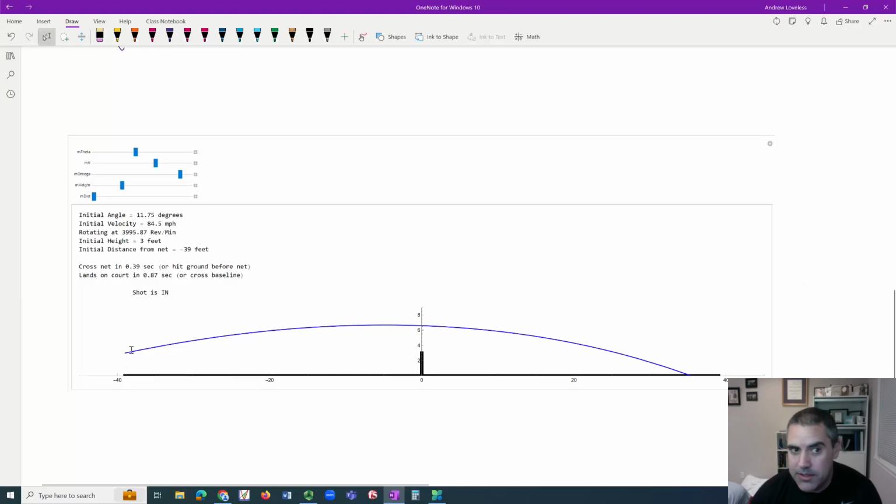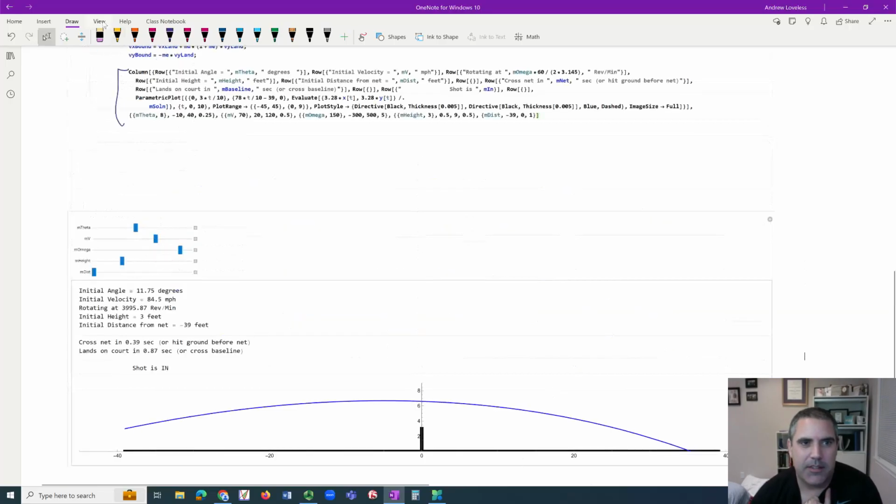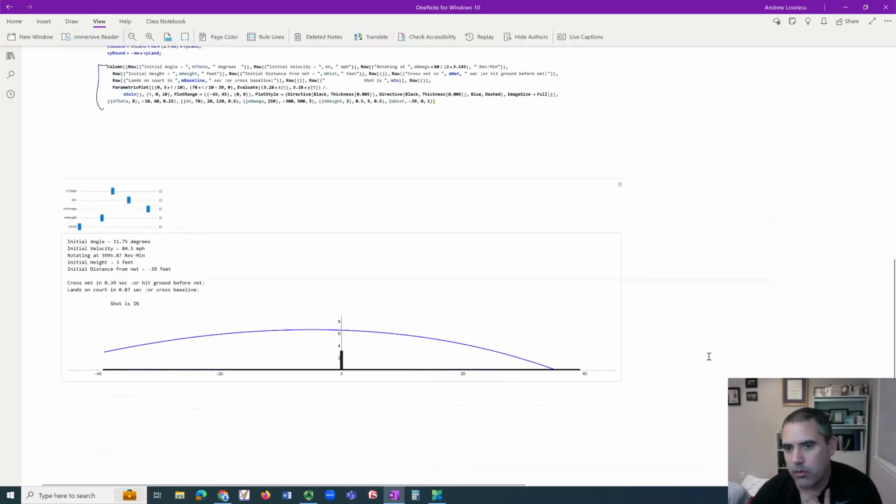And I'd like to do this in 3D as well. It crosses the net at point. So I had a bunch of data. It hits the ground in 0.87. It's in. Cool. So once I had that, that's when I started asking my more general questions.